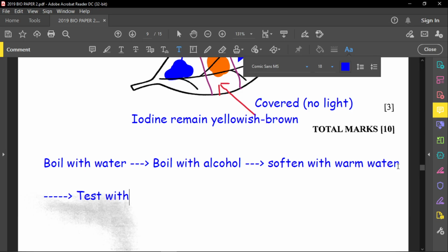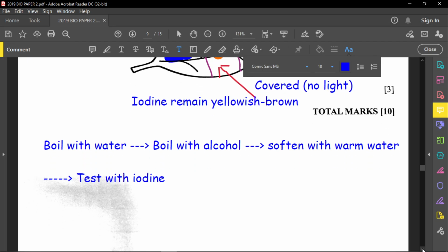Test with iodine. So if they should ask you to explain how to test a leaf for starch, this is the 4-step method you want to use. Boil it in water, boil it in alcohol, soften with warm water, and then you test with iodine. So those are the 4-step method for how to test a leaf for starch. All right, so jumping over that, there's some additional information there.